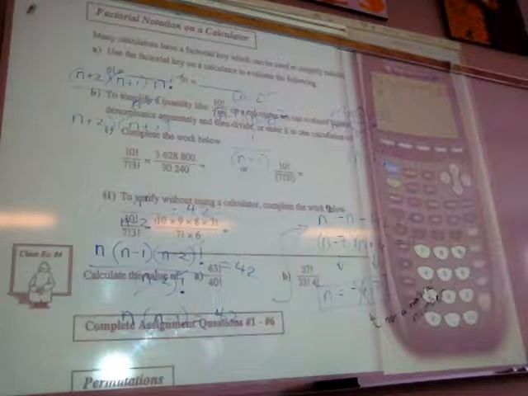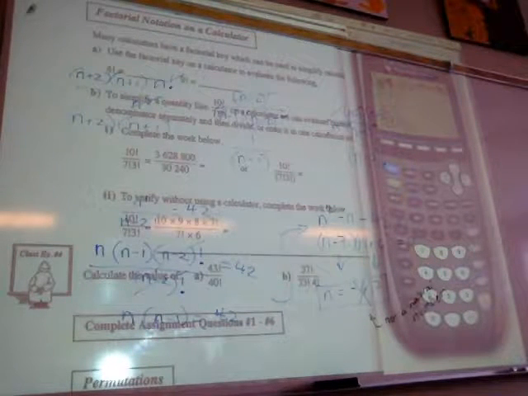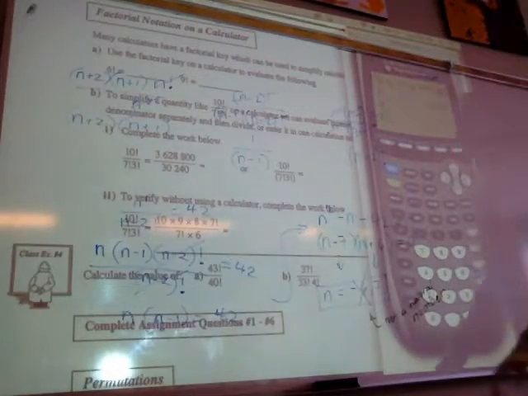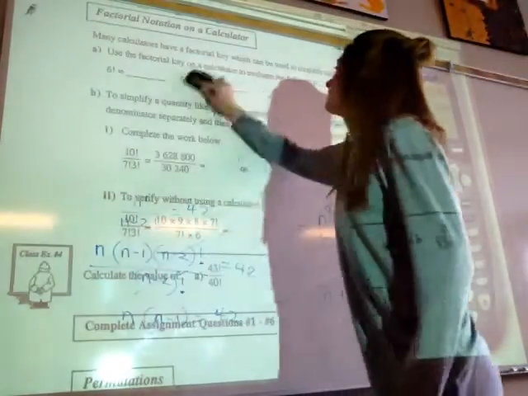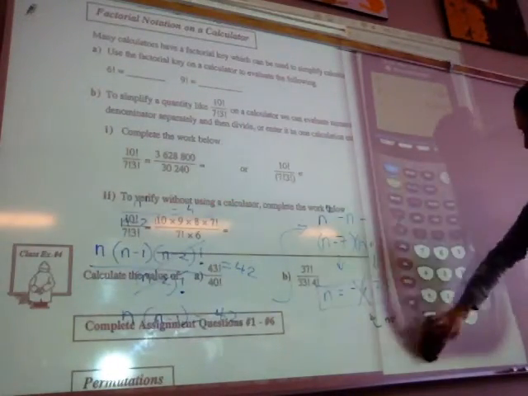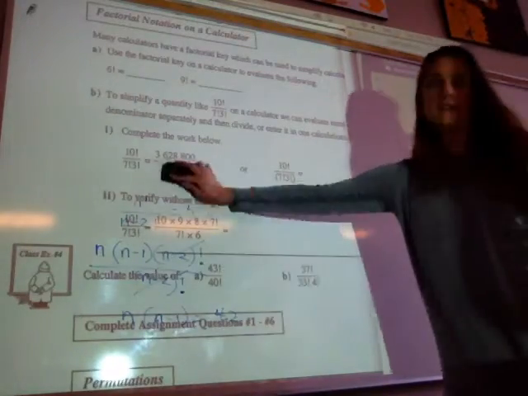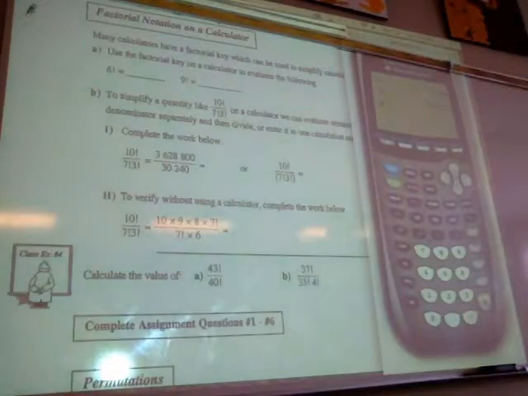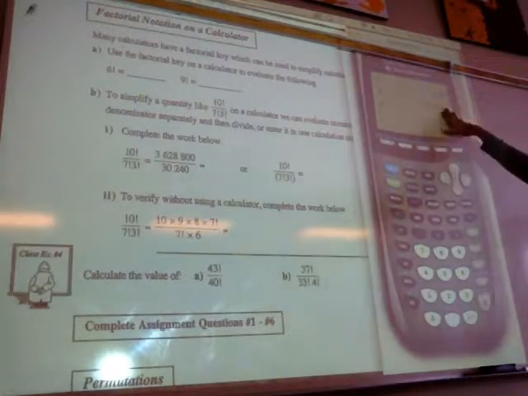Okay, let's practice one more time. 9 factorial. You put the number first, so 9, and then math over to probability, number 4 for factorial. We get 362,880. Sorry, I should have erased this first. So you have to go over to probability at the top. Do you want me to show you one more time? Okay, so 720 and 362,880.